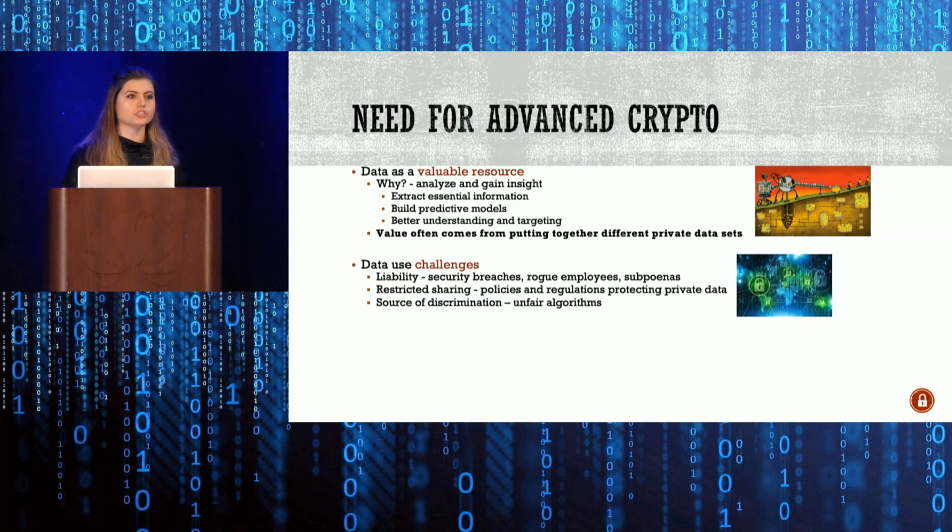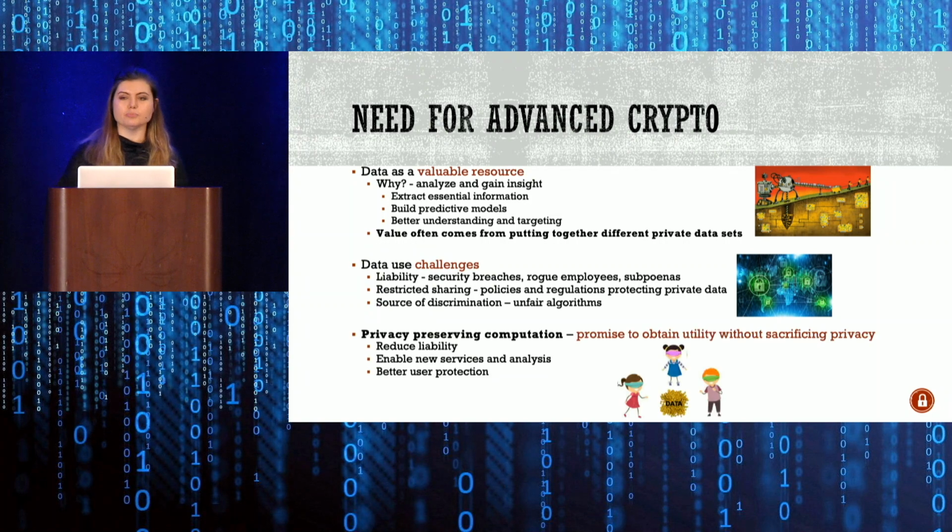So this inevitably brings challenges when it comes to data use. Having private data is inherently a liability. You have to be careful about internal and external adversaries, about being subpoenaed for your data. There are many regulations that also restrict the use and sharing of private data. And if you're not careful with your algorithms, they also might become a source of discrimination. So in this context, privacy-preserving computation brings the promise that we can get utility without sacrificing the privacy of our data. So we can reduce liability, and we can enable new services for analysis that were not possible before.